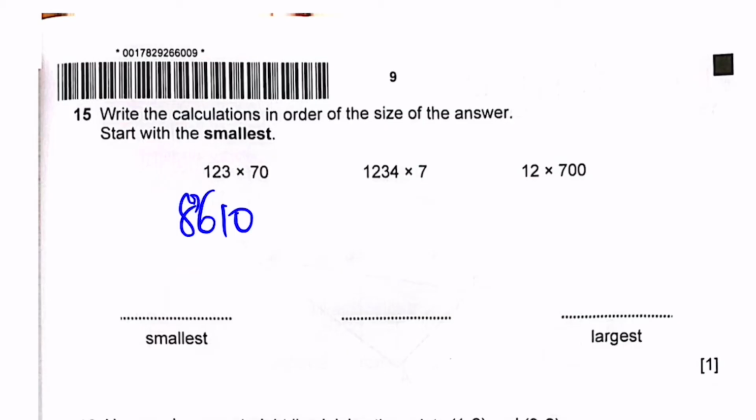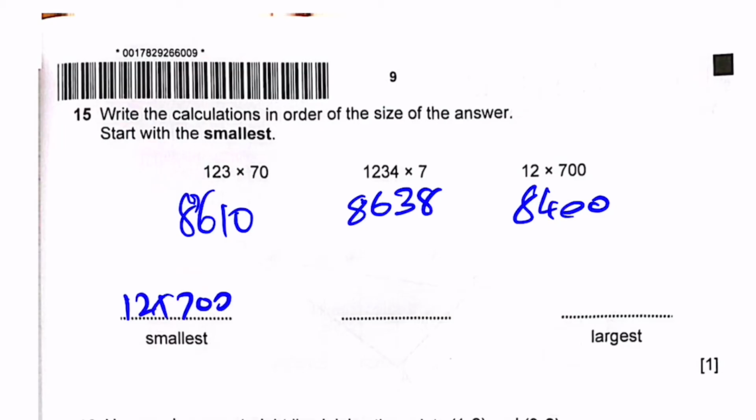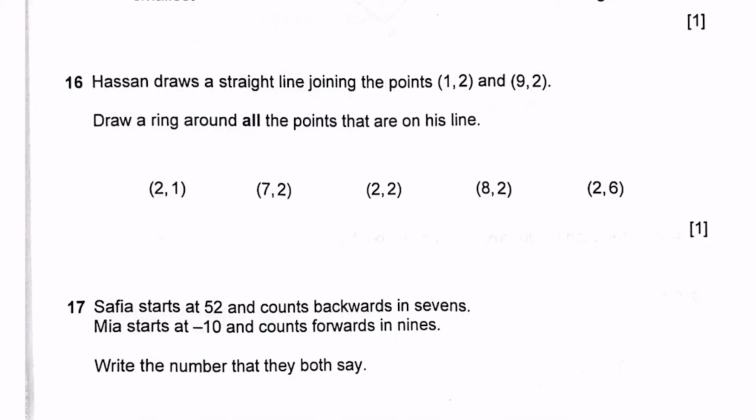And now for 1, 2, 3, 4 into 7, if you do that correctly, you'll get 8638. And if you do 12 into 700 correctly, you get 8400. So smallest is 8400, 12 into 700. Next is 8610, 123 into 70. And largest is 8638, which is 1234 into 7. That's the answer.